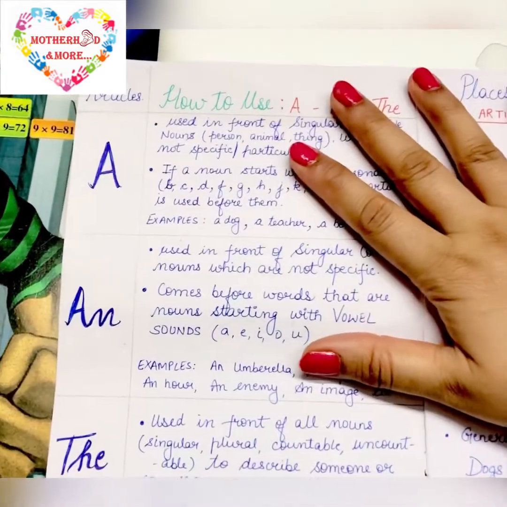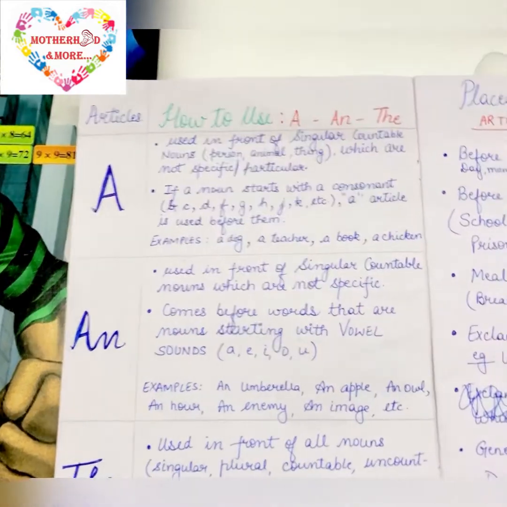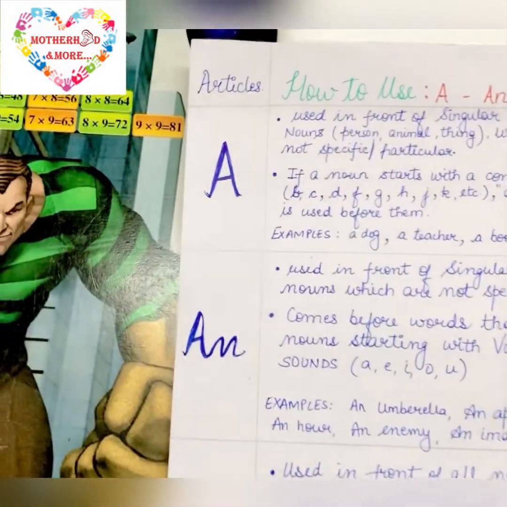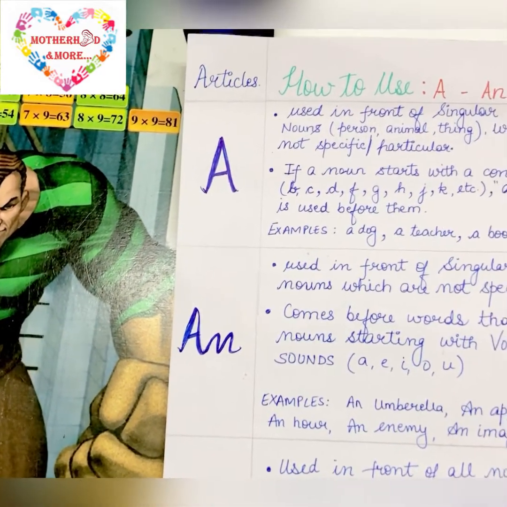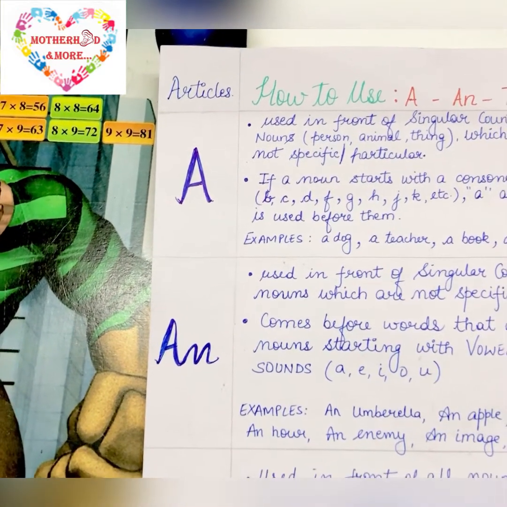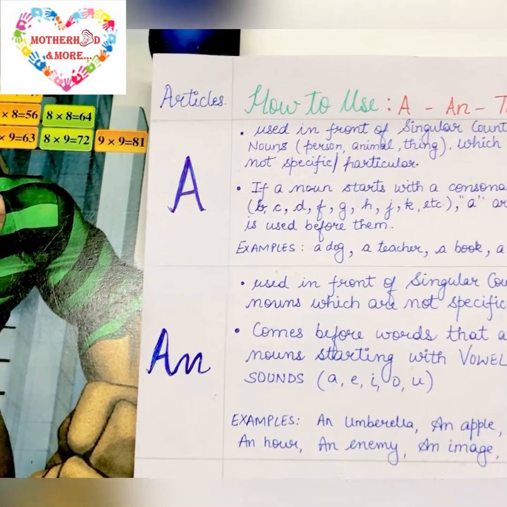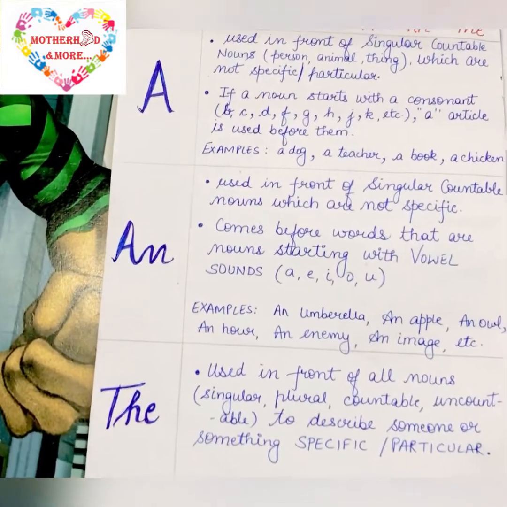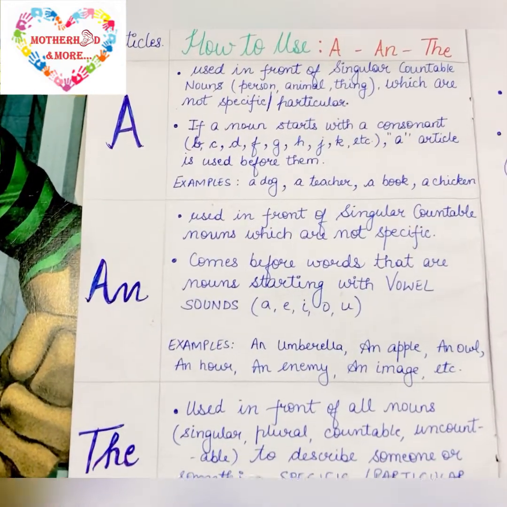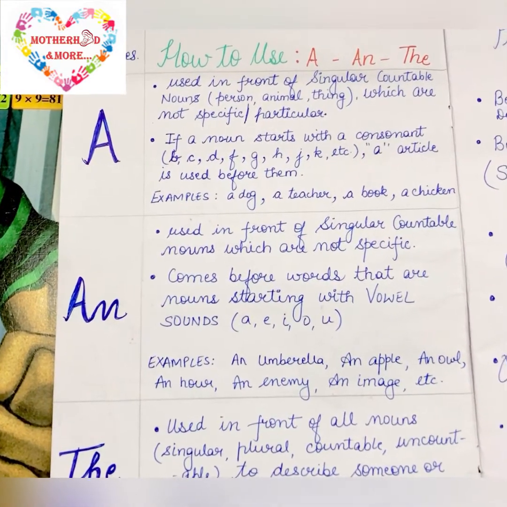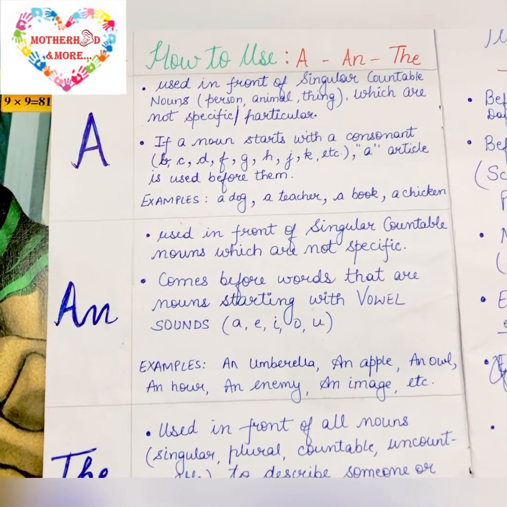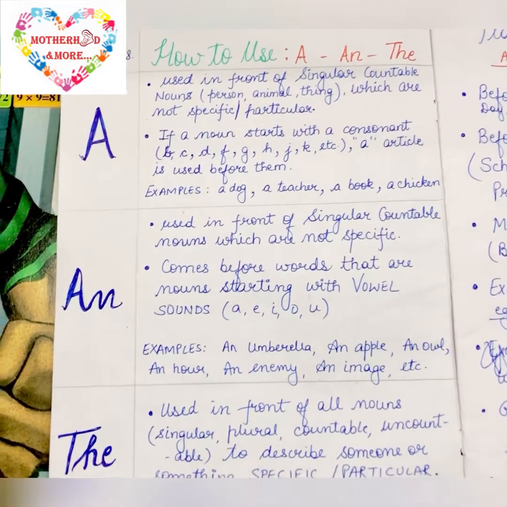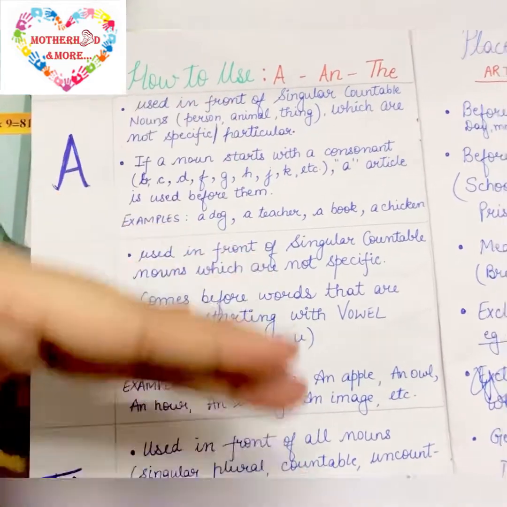My worksheet has a similar pattern. The first page of the worksheet gives the rules for how he has to use a, an, and the. I made a grid where a, an, and the are written along with the rules for where to use them, like before which nouns, with a particular example of each.